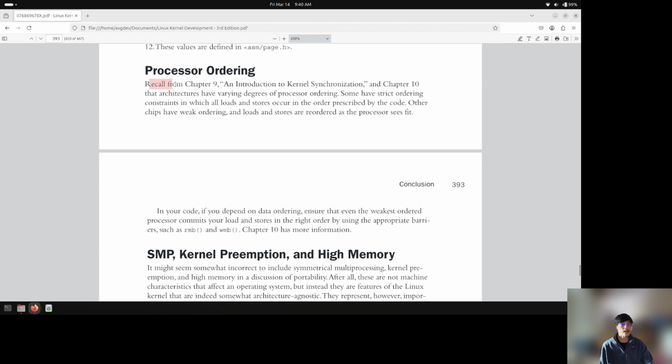Processor ordering. Recall from Chapter 9, an introduction to kernel synchronization, and Chapter 10, that architectures have varying degrees of processor ordering. Some have strict ordering constraints in which all loads and stores occur in the order prescribed by code. Other chips have weak ordering, and loads and stores are reordered as the processor sees fit. In your code, if you depend on data ordering, ensure that even the weakest ordered processor commits your loads and stores in the right order by using the appropriate barriers, such as rmb and wmb. Chapter 10 has more information.